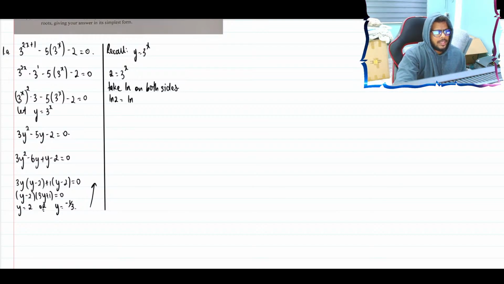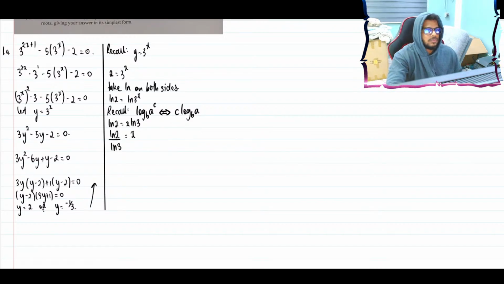ln2 is ln 3 to the power x. Here we have to use our law of logs. If I have log of a to the power c to base b, the laws work both ways, c comes in front: c log of a to base b. So I'll end up with ln2 is x ln3, and ln2 divided by ln3 will give me x. That's one of the solutions. Or I have minus a third is equal to 3 to the power of x.